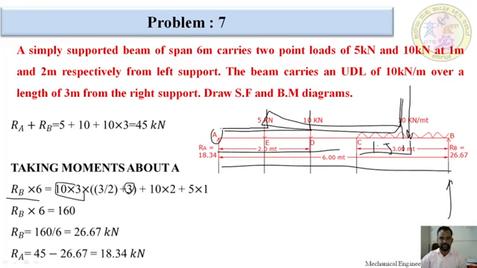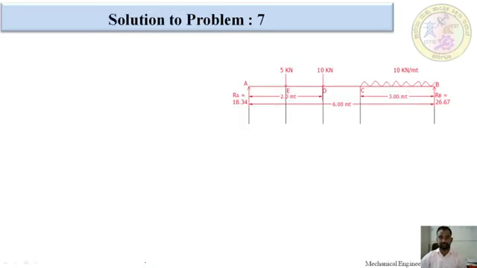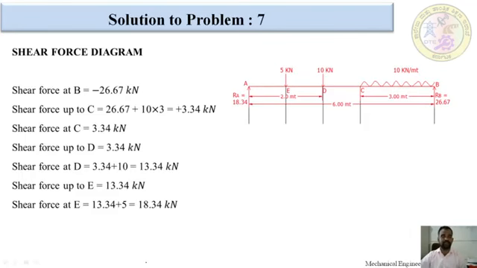Next, 5 into this distance, 1 meter. By calculation, the RB value we got is 26.67 kilonewton. After getting the RB value, we put it in this formula, and we get the RA value as 18.34 kilonewton. This completes the calculation of reactions. Next slide, we are going to calculate the shear force values.